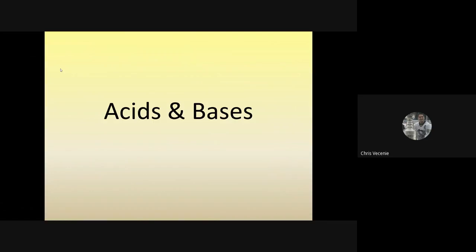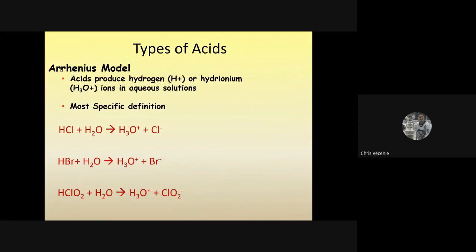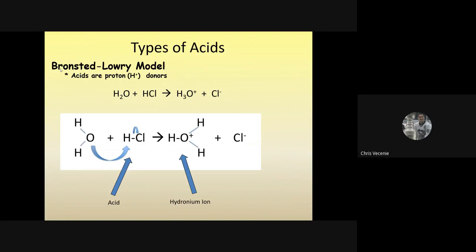So the first thing we did with acids, we went through our properties, and then we went through the types of acids. And we said that there were three. The Arrhenius model creates the H3O plus, the hydronium ion. The Bronsted-Lowry model is a proton donor, right? The substance that gives or loses an H. So HCl becomes just Cl. It lost an H. And we focused on the donor when we were going through that.